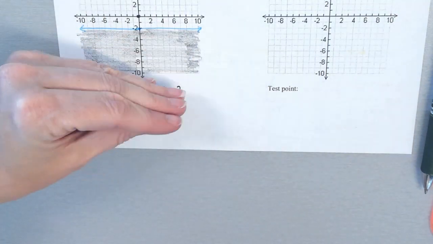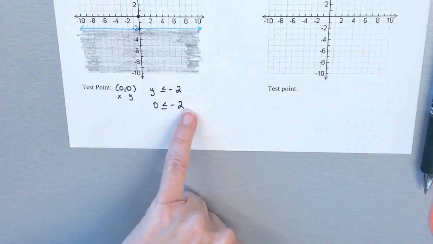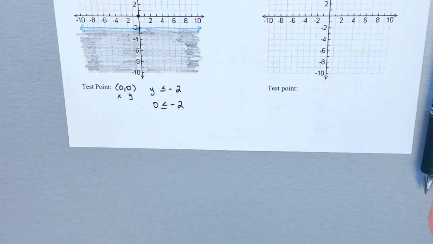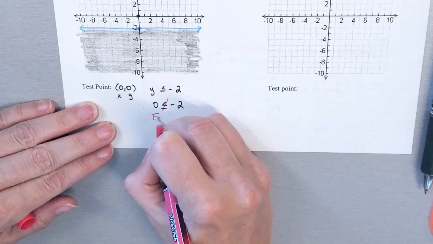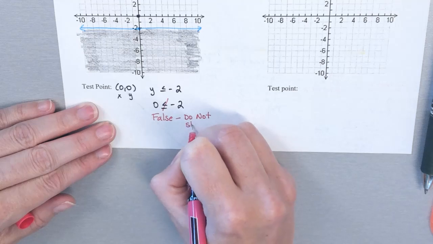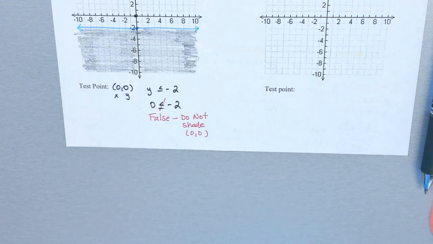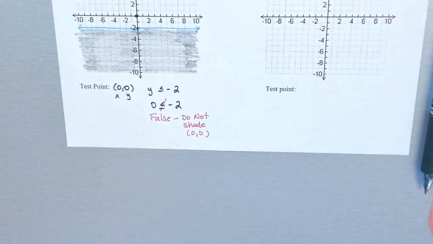So remember when you were first learning about these and your teacher probably said, oh, the alligator eats the bigger number? Right? Its mouth is going to eat the bigger number. So is negative 2 bigger than 0? No. 0 is bigger than any negative number. Okay, so it's false. So anytime it's false, you do not shade that point. So you do not shade 0, 0. And if you look above, that's exactly what happened, right? We did not shade where the point is. We had to shade the opposite region. The points above, you would shade below.